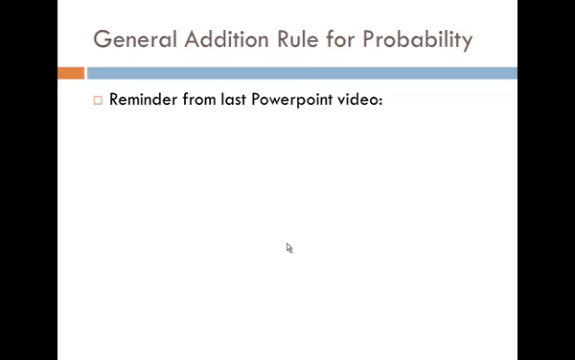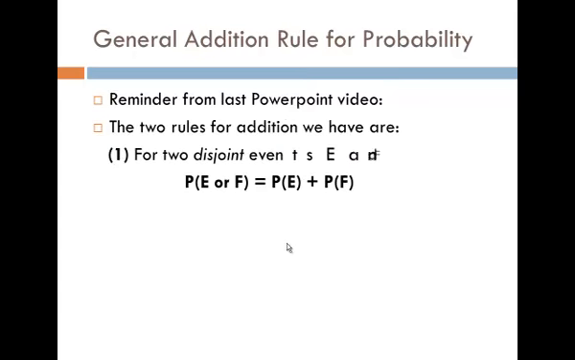All right, so reminder from the last video, we talked about the addition rule. There were two addition rules. When two events are disjoint, we can simply add their probabilities. The probability of one event or the other event, E or F, is the probability of the first plus the probability of the second, P of E plus P of F. One example we might use for that is the probability of selecting an ace from a deck of cards or selecting a king. Since those events cannot occur at the same time, it is simply the probability of selecting an ace plus the probability of selecting a king.